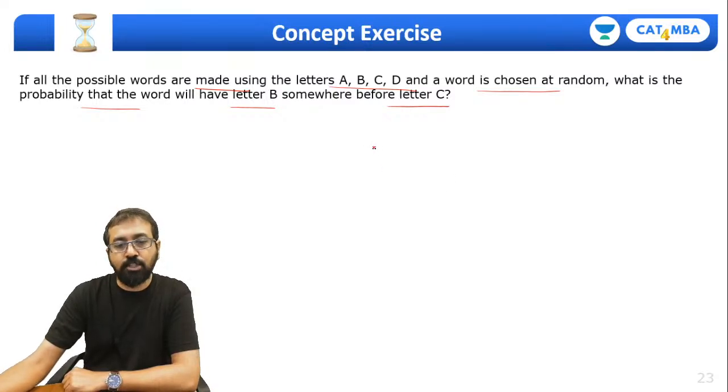What will be the answer for this one? Guys, how will you solve this question? One way is, of course, you find out how many ways you can arrange these 4 letters. Can I say A, B, C, D? The total number of ways is 4 factorial, that is 24.